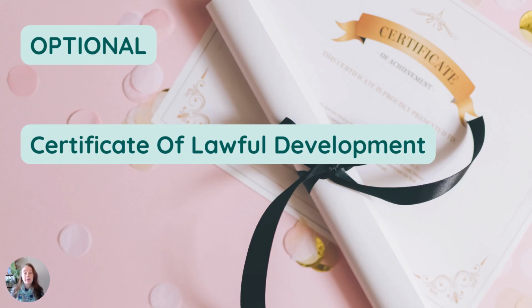Now, you do have the option, although you don't have to apply for planning permission in order to exercise your permitted development rights, to apply for a formal recognition that what you're building is within permitted development rights. That is done by applying for a certificate of lawful development.